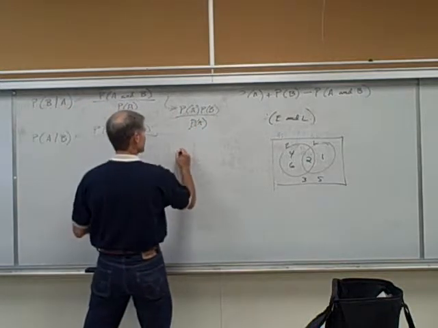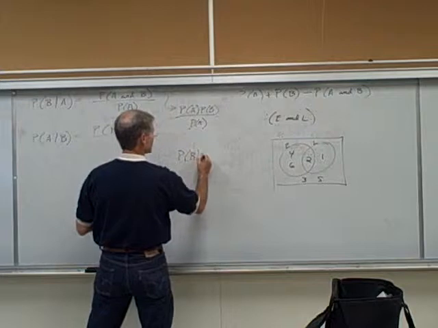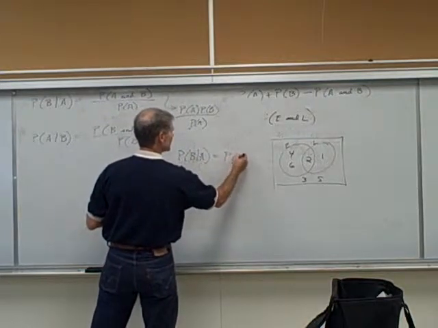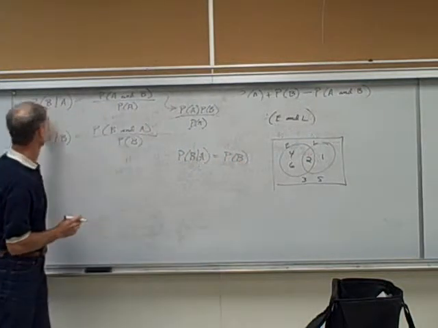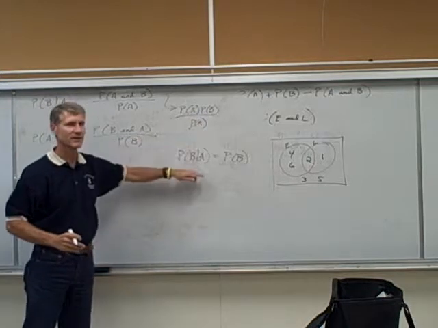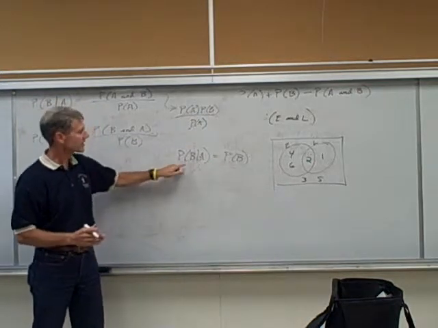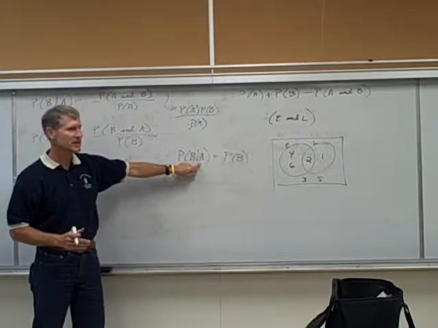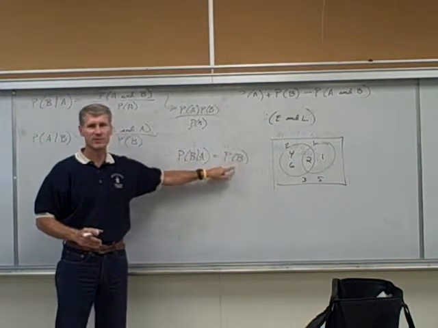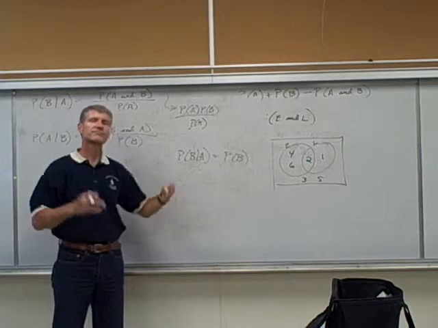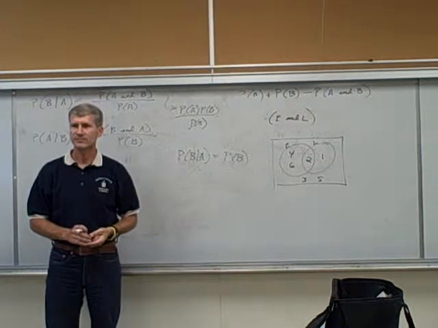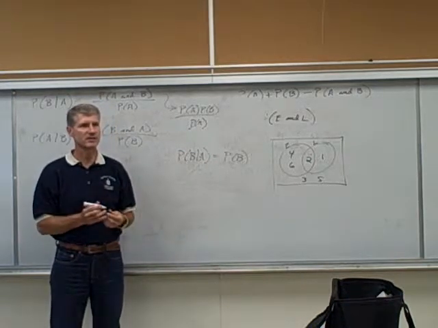So that derives for me another check for independence. This is equal to P of B if they're independent. So you can check the conditional probability of B, and you can check the unconditional probability of B. If they're the same number, they're independent events. So that's another way to check independence.